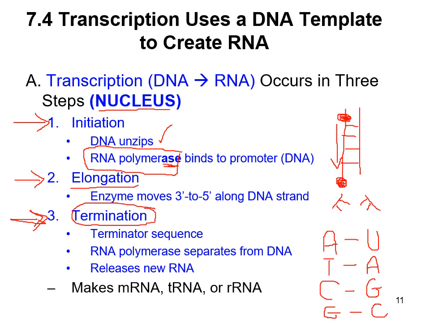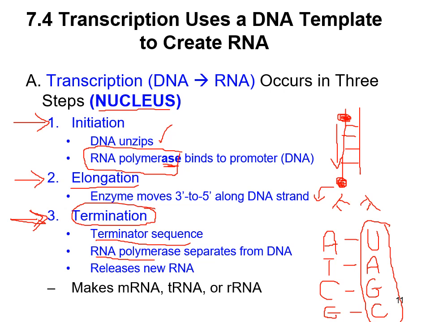Termination means that we have reached the end of our sequence, so the RNA polymerase can fall back off. We no longer need it. The DNA will curl back up into its double helix, and the brand new RNA strand is now ready to move from the nucleus into the cytoplasm in order to transition to our next step, which will be translation.